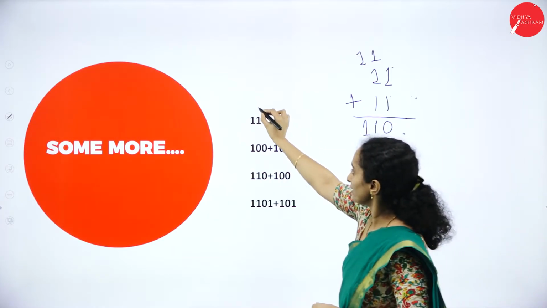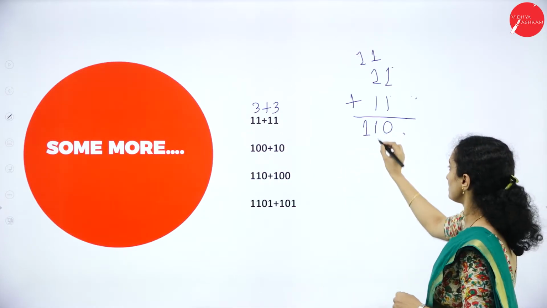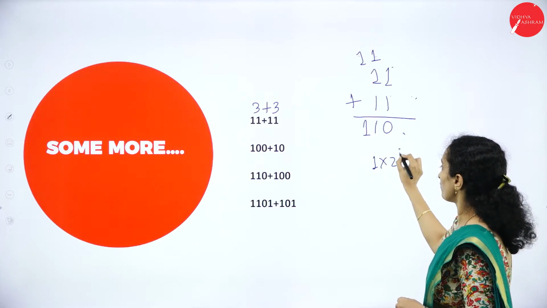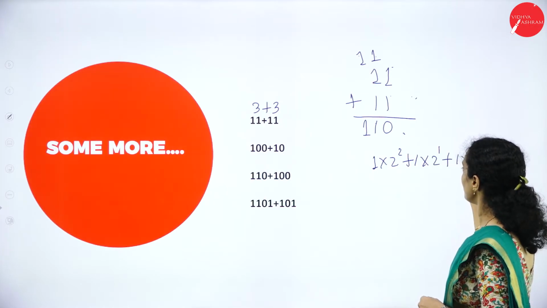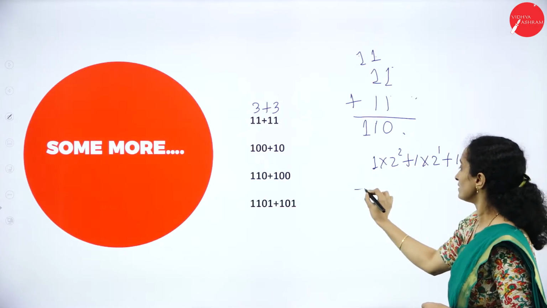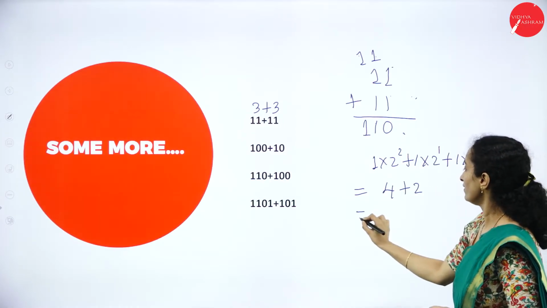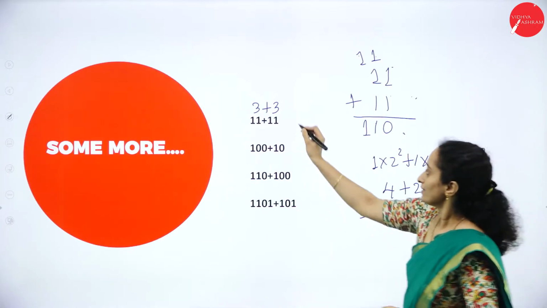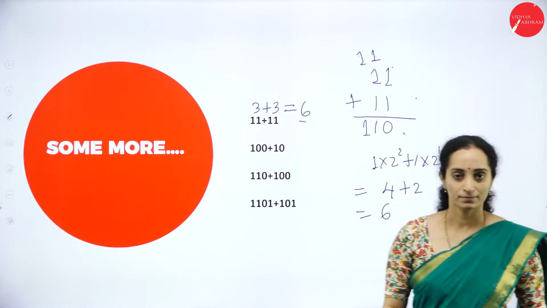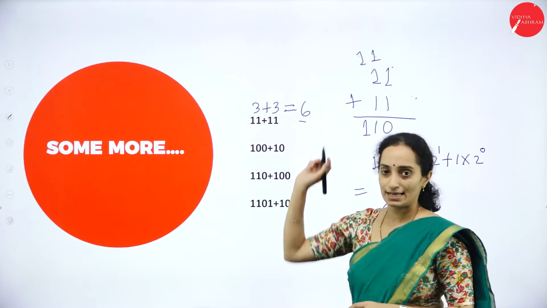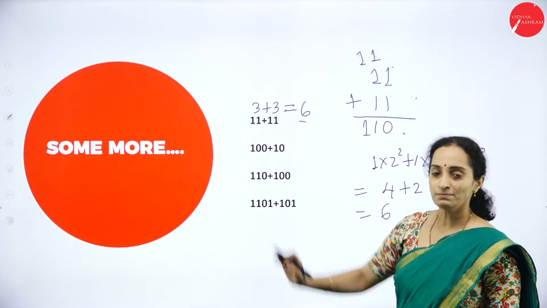So 1 1 1 is 3 plus 3. What happens? 1 into 2 to the power of 2 plus 1 into 2 to the power of 1 plus 1 into 2 to the power of 0 results in 4 plus 2 plus 1, which is 7? No: the result is 1 1 0, which is 4 plus 2 equals 6. 3 plus 3 equals 6. This proves the correctness of the addition operation carried out.